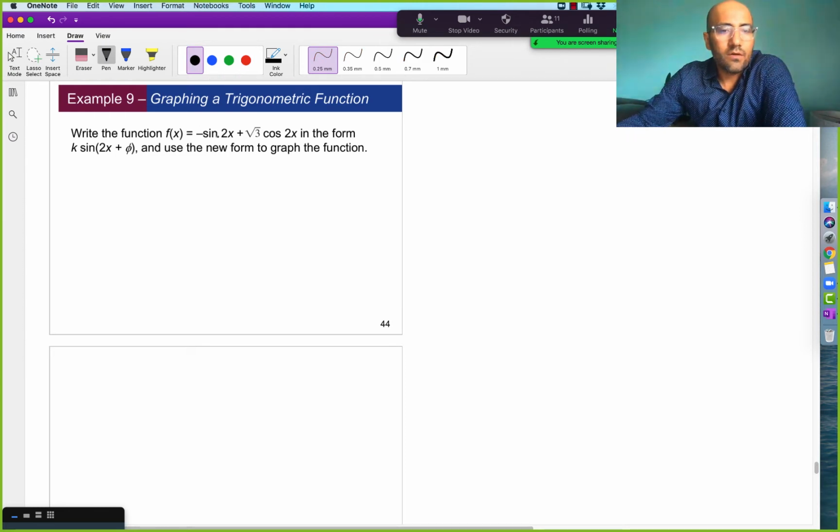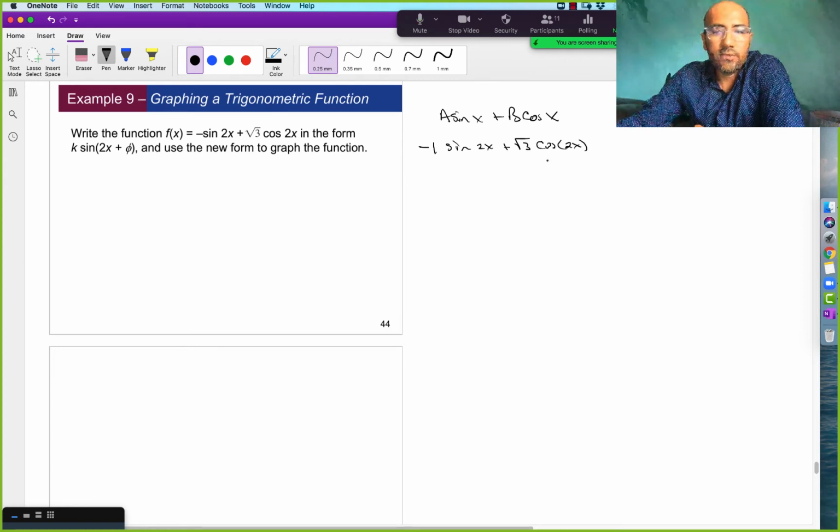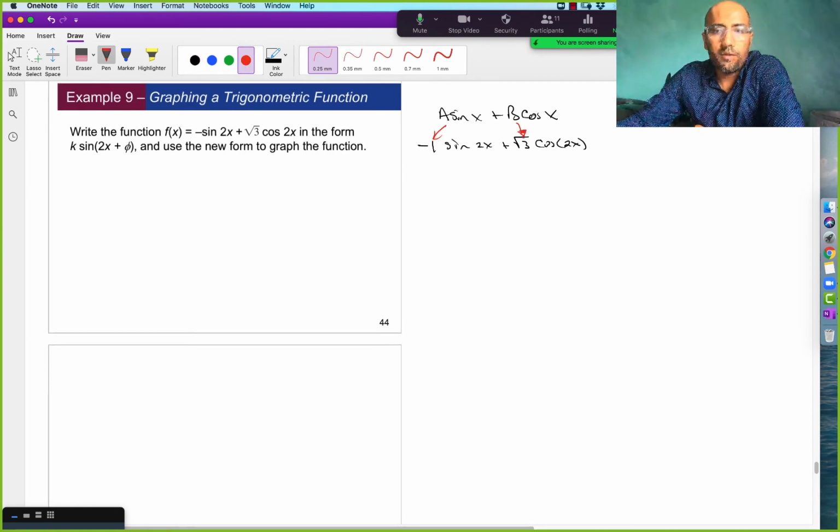Good. Okay, so by our little formula, we know that we have to find the value of k, right? We have a sine of x plus b cosine of x. But in this little example, we have minus 1 sine 2x plus root 3 cosine of 2x. So the role of A is going to be played by a minus 1. The role of B is going to be played by a root 3. And then because we have 2x instead of x, just think of it as a little unit. Just bring it together as like a little unit, and that's the angle that goes there.